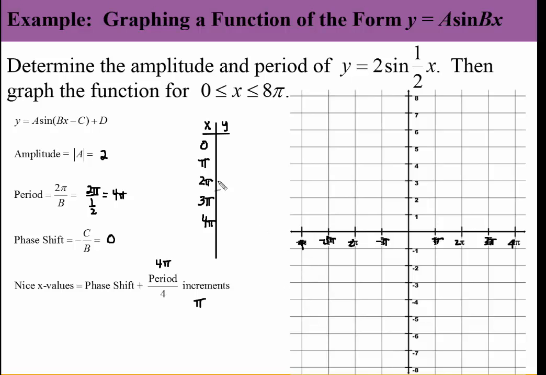All right, so if you plug 0 in for x here, 1/2 times 0 is 0, you'll get 2 times the sine of 0, which is 0. If you put pi in here, you're going to get 2 times the sine of pi over 2, and the sine of pi over 2 is 1, times 2 is 2. If you put 2 pi in here, half of 2 pi is pi.